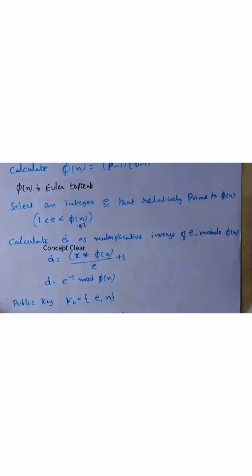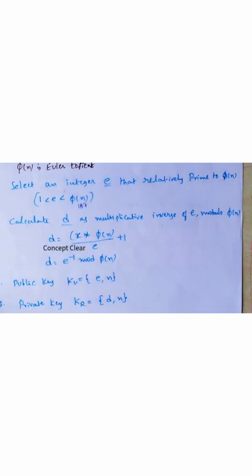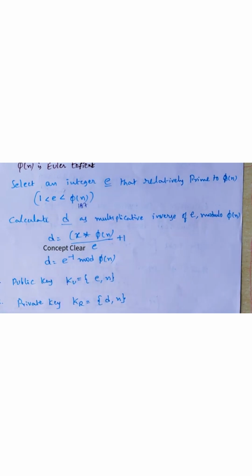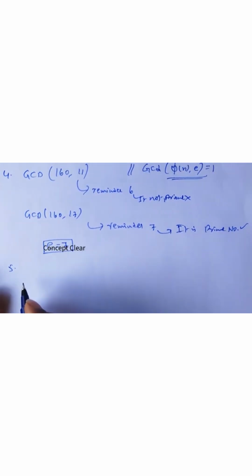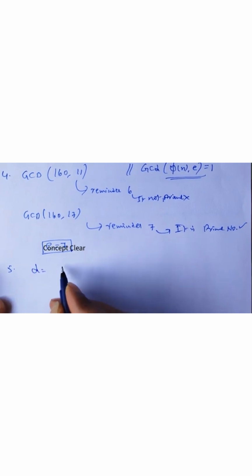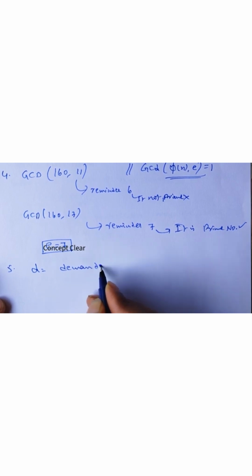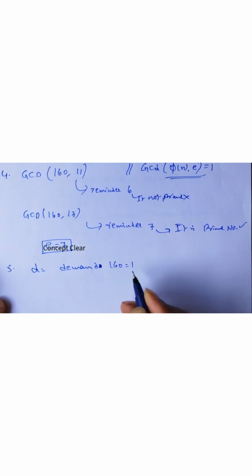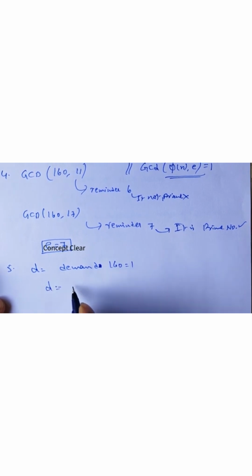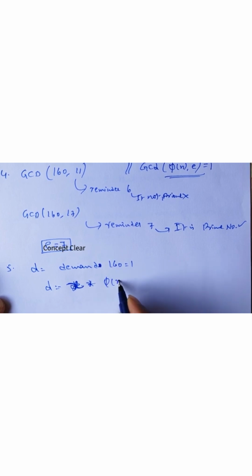What is the next, fifth step? The fifth step is to calculate the D value. What is the formula here? D equals (x into phi of n + 1) by e. So the fifth one is to calculate D, where D into 7 mod 160 equals 1. So here D equals (x into phi of n + 1) by e.